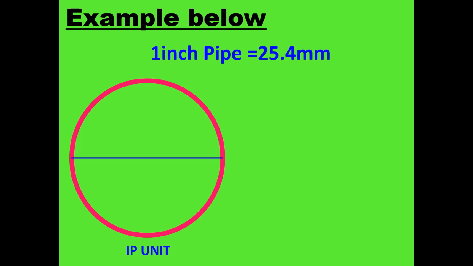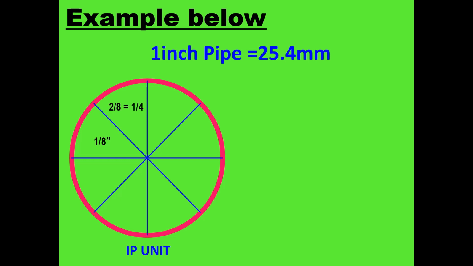Now, I divide this circle into 8 sections: 2, 4, 6, and 8. The first section starts from 1 by 8, because the whole sections are 8, so the first part is 1/8. Remember, this 1/8 is equal to 3.2 millimeters in metric units. Next one is 2/8, which equals 1/4, so it is called quarter inch.